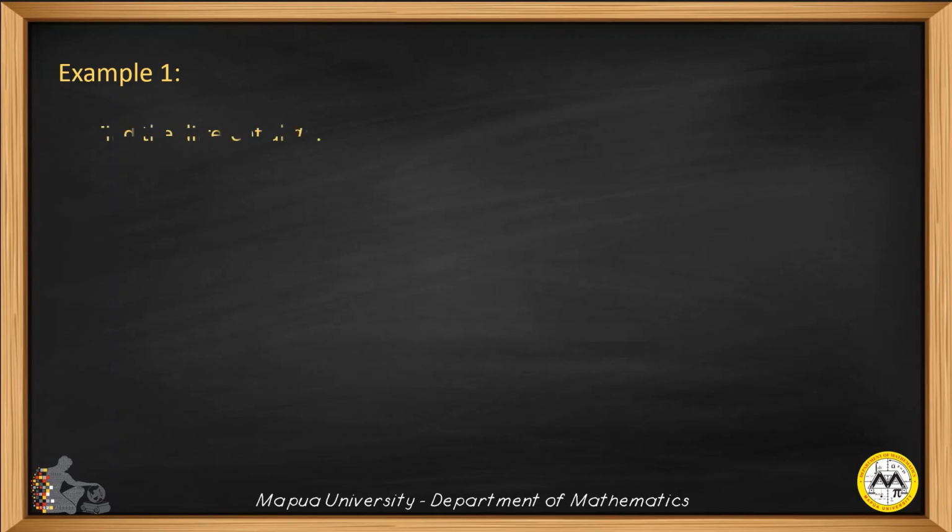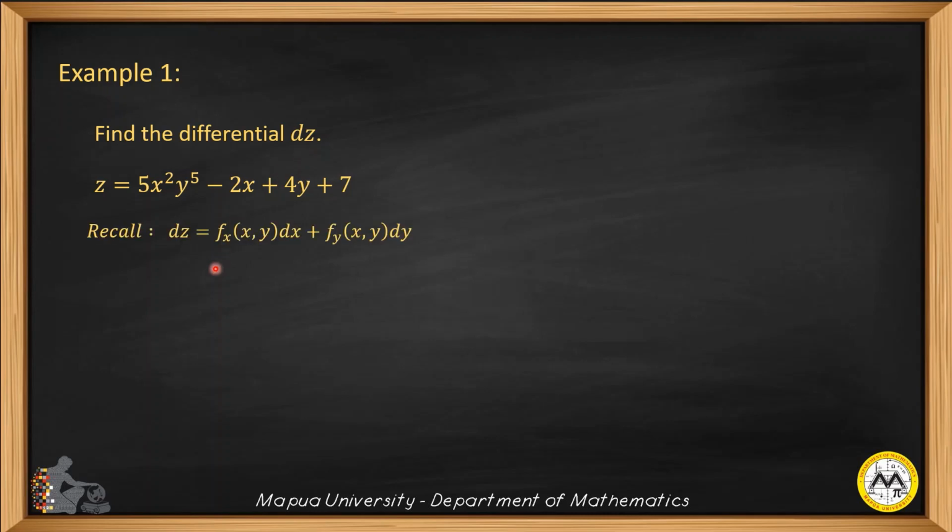Okay, to apply it to this particular example, consider the function z defined by 5x squared y to the fifth minus 2x plus 4y plus 7. Let us work out the total differential of z. Recall that dz for z a function of x, y would just be given by the sum of the partial derivative of f with respect to x times dx plus the partial derivative of f with respect to y times dy.